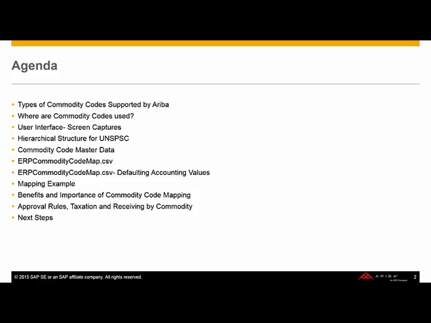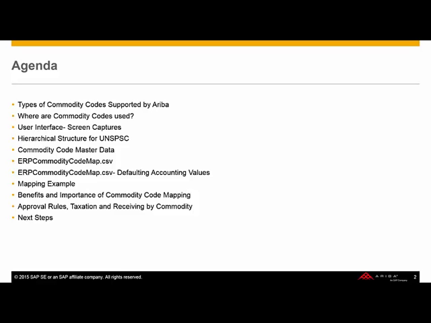by the system. Ariba does come prepackaged with the UN-SPSC commodity code structure, but it is possible to support custom commodity codes if your ERP has those. Next, we'll talk about where commodity codes are used. And commodity codes actually drive a wide variety of functions in Ariba, and we will visit each.